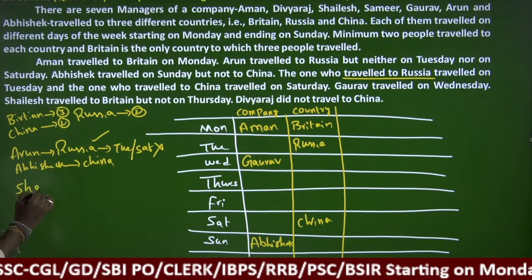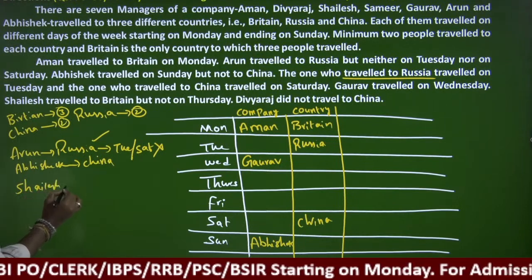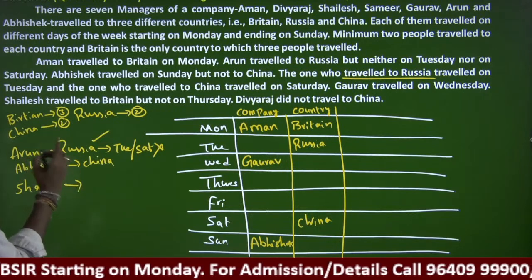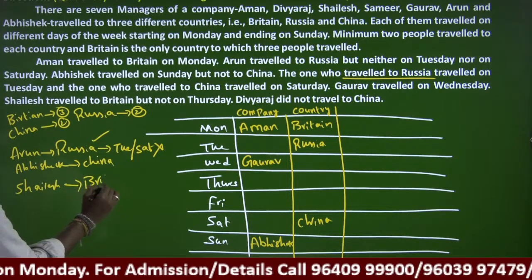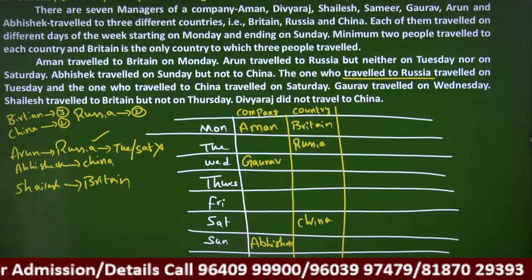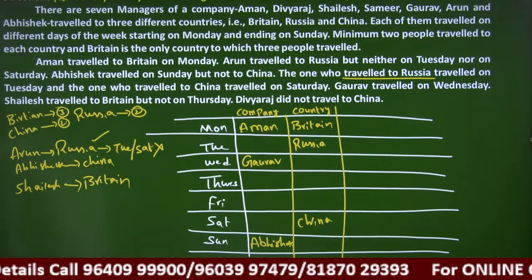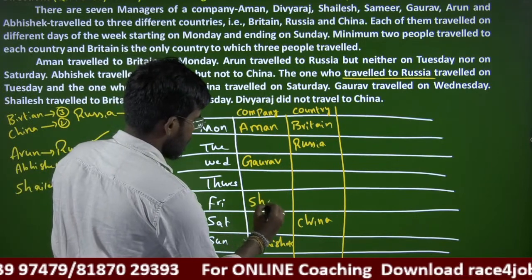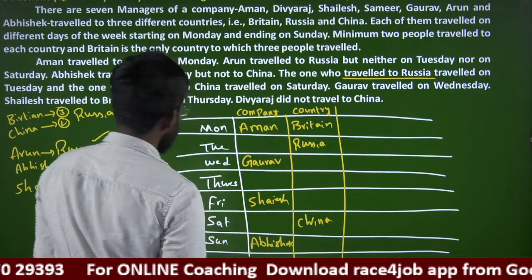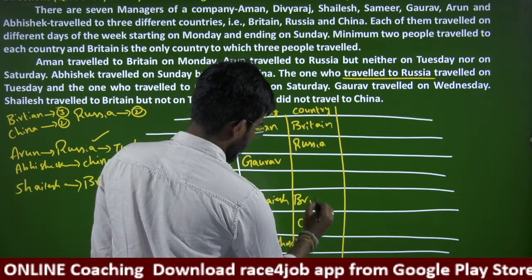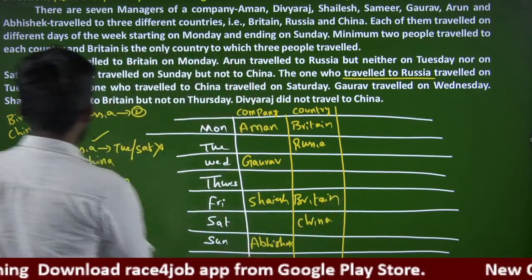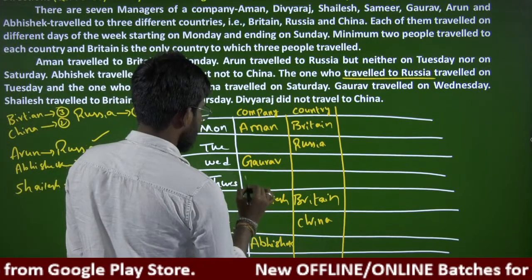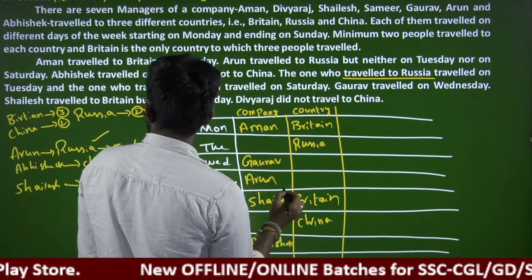Shailesh traveled to Britain, but not on Thursday. Okay, as per the statement, we can say that here Shailesh is on Friday. Shailesh is Friday. He is moving to Britain. And Arun is Russia, Tuesday, not Saturday. So here the relation is Arun Russia.